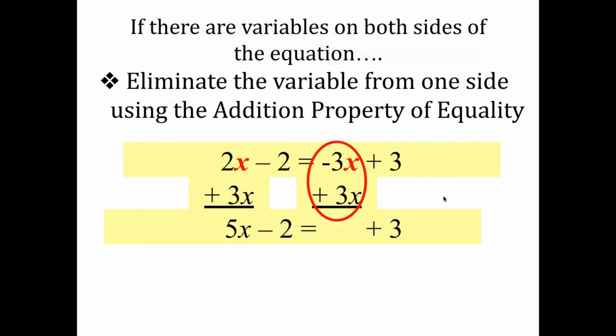Now that you have your variable on one side, you're going to do the same thing by putting your constants on the same side. So you would add 2 to both sides, and that would be 5x equals 5. Divide both sides by 5, and you get x equals 1. So the objective of solving equations with variables on both sides is to get the same terms combined and on the same side so that you'll be able to solve them.